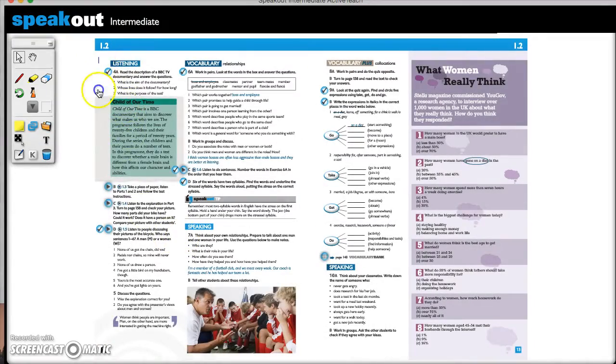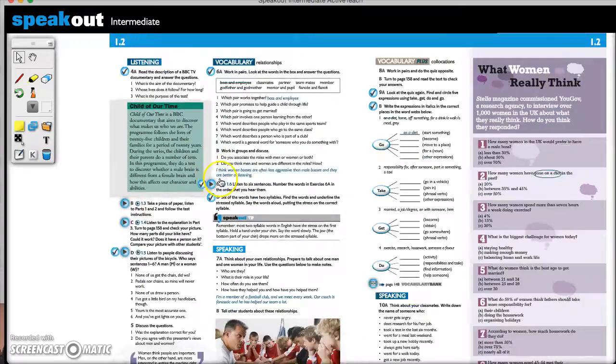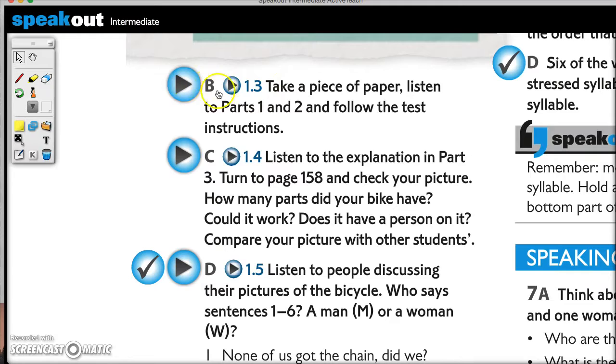And then we move to the next page, page 12. Here you've got a listening activity. It says read the description of a BBC documentary and answer these questions. So you read this first, and try to answer these 3 questions. You will have a fill in the gap activity in the platform, and then you move to the listening part. So you just play on this button or this button. It says take a piece of paper, listen to parts 1 and 2 and follow the test instructions. So you have to do that.